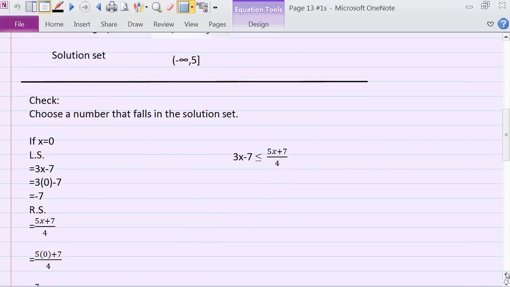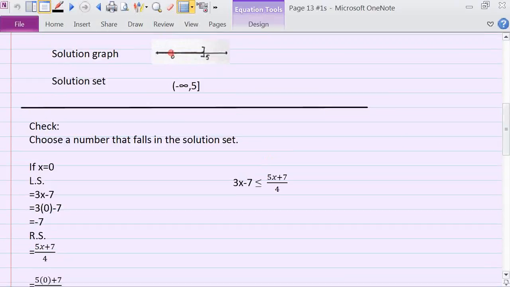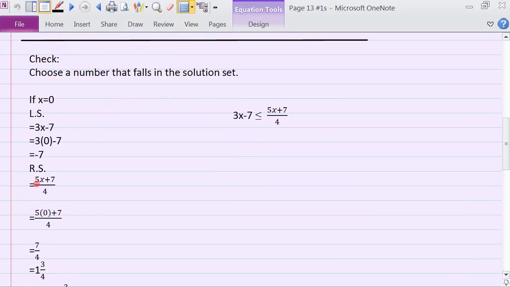So now as a check, let's choose numbers that lie within the solution set. And again, we're going to choose 0 because 0 is a number easy to work with. We go back to the left side of the equation, 3x minus 7. Put x equal to 0, and we get minus 7. Now we can go to the right side of the equation, which is 5x plus 7 over 4. Substitute 0, and we get 5 times 0 plus 7 over 4, which is 7 over 4.